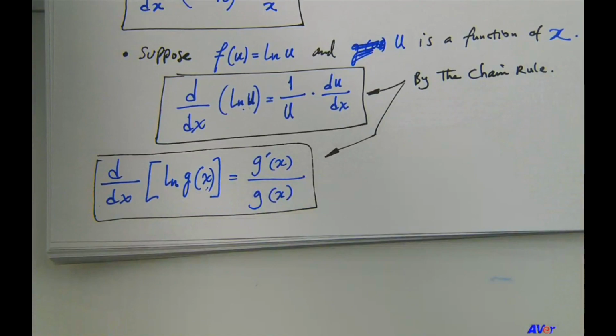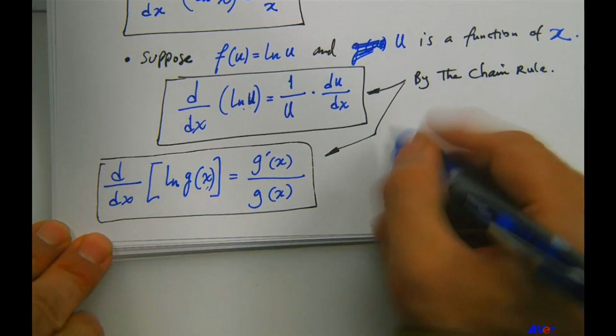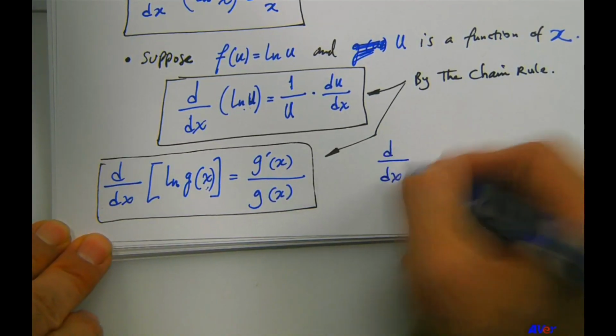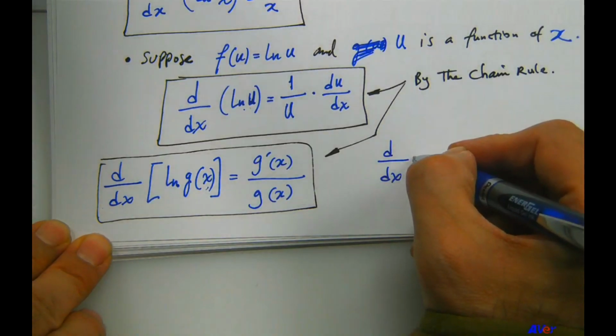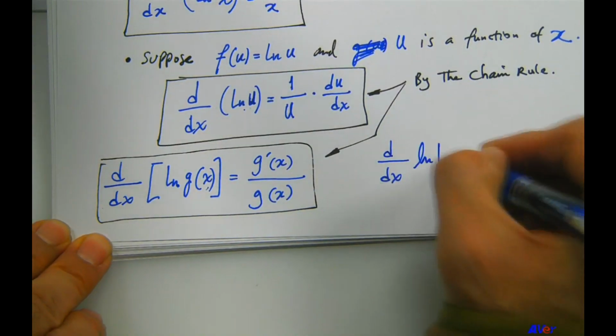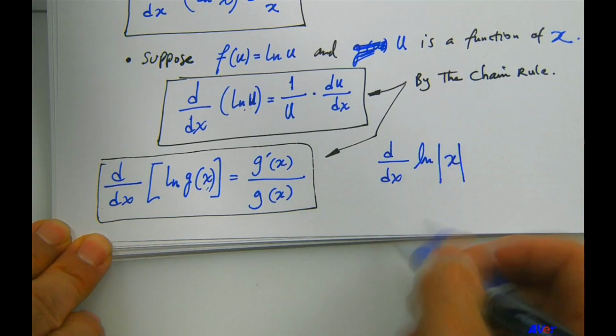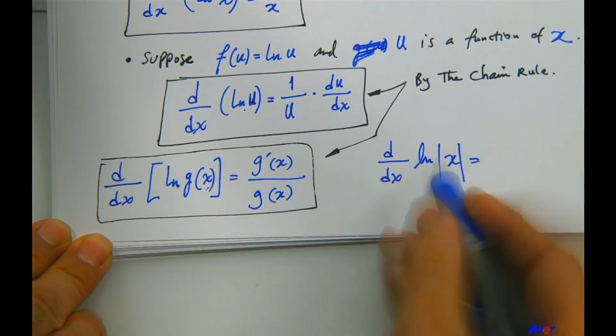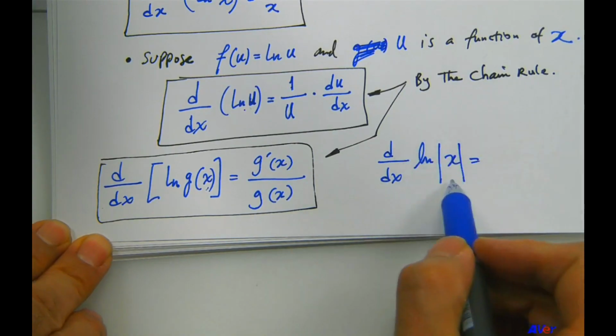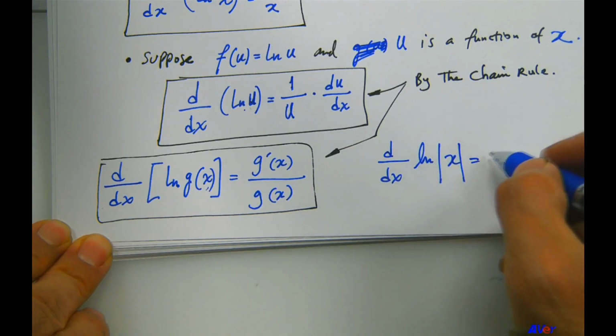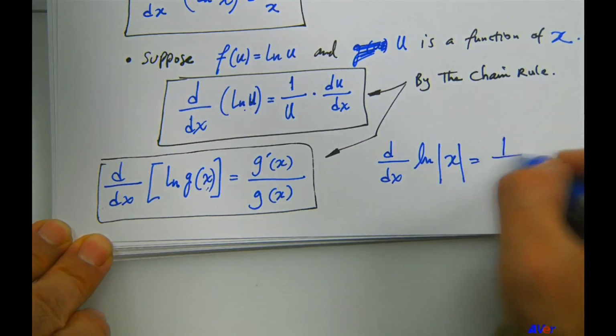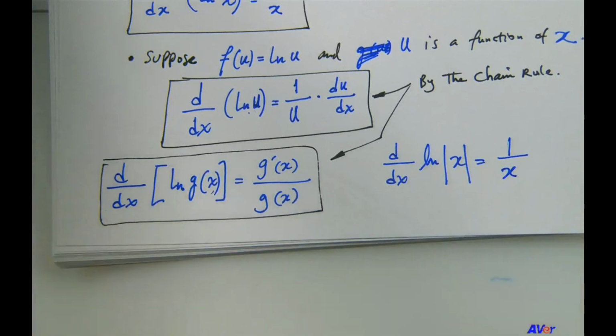And finally, one of the useful but easy to remember formulas is this one: the derivative of natural log of absolute value of x. So take a look at this combination. It's the natural log of an absolute value. Then this would be 1 over x.